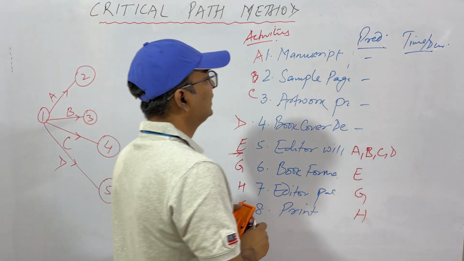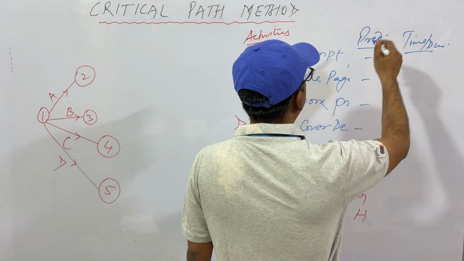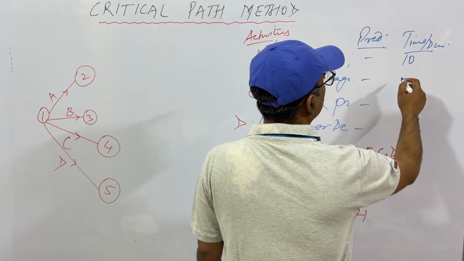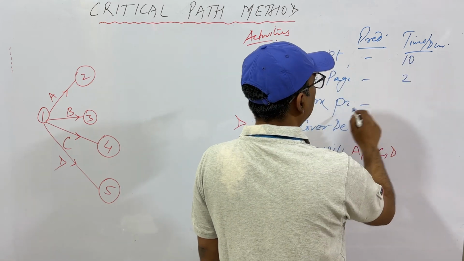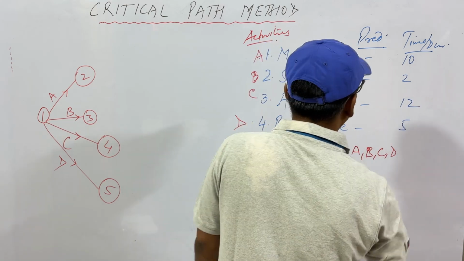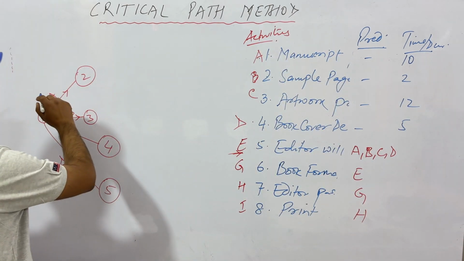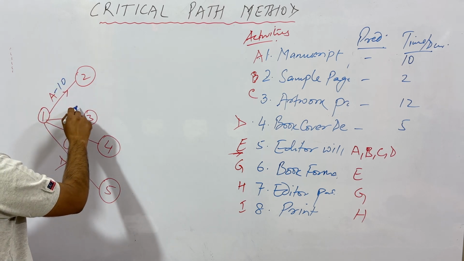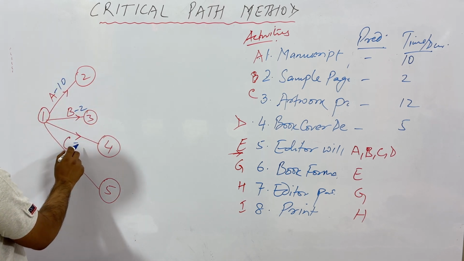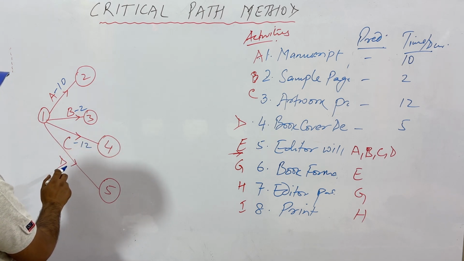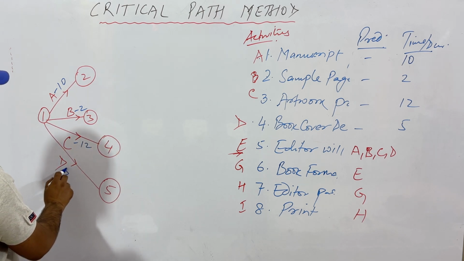Next column, let's say time, on a random basis. Let's say manuscript reading takes 10 days. Sample page printing takes 2 days. Artwork preparation takes 12 days. Book cover design takes 5 days. So let's write it here. See, A takes 10 days. B takes 2 days. C takes 12 days. And D, book cover design, takes 5 days.